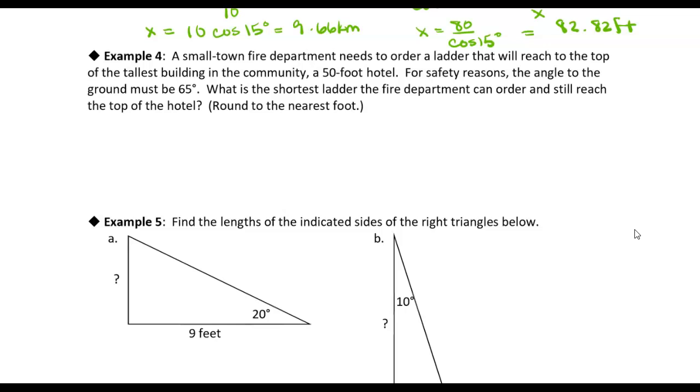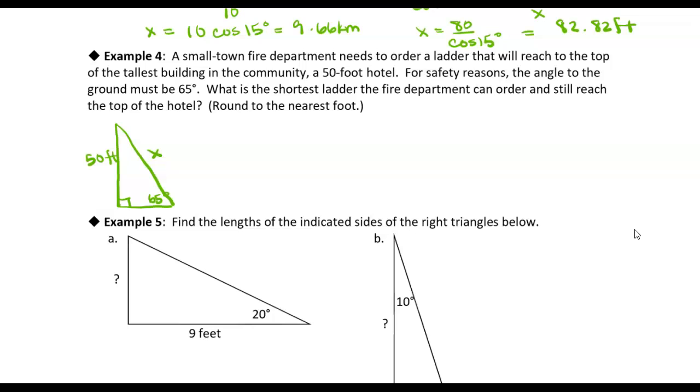All right, so let's draw this. Let's say this is our hotel, standing up straight and tall. It's 50 feet. We want to be able to reach the top of it with a ladder. So there's our ladder. The ladder has to make an angle at 65 degrees. And we want to know how long the ladder has to be. The ladder is the hypotenuse in this case.